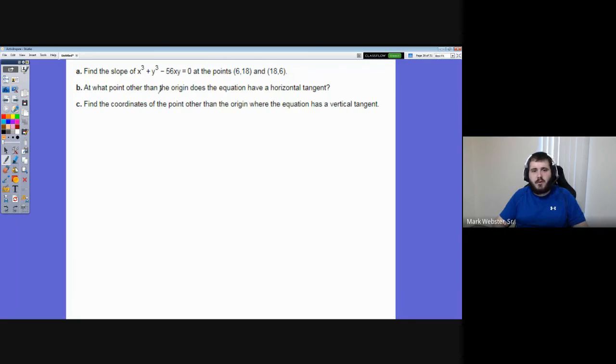At what point other than the origin does the equation have a horizontal tangent? All right, so you do this. What this is asking is, for part B, horizontal tangent means the derivative equals 0. So you're going to find what the derivative function is. You're going to set that equal to 0. Now, I'm assuming that this is going to be kind of a fraction-y type thing. Set the numerator equal to 0, because the denominator is not going to get you the horizontal tangent line.